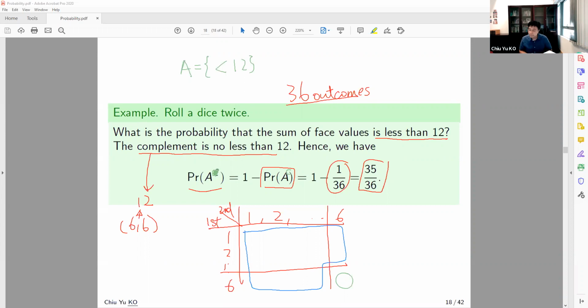Is it okay? Okay, so I think it's the same for all the assignments. If you get it correct, then probably it's okay to skip some steps, but there is a risk to you.